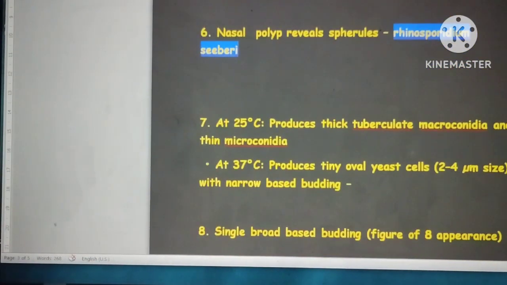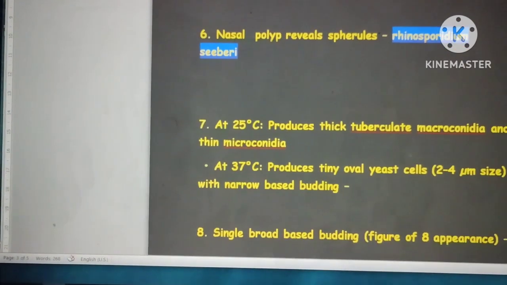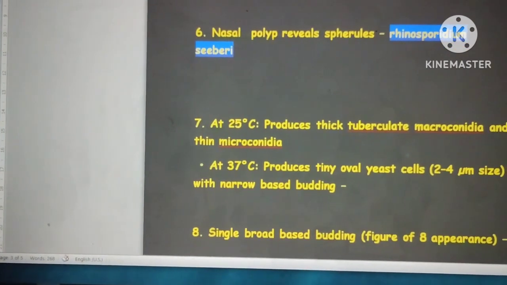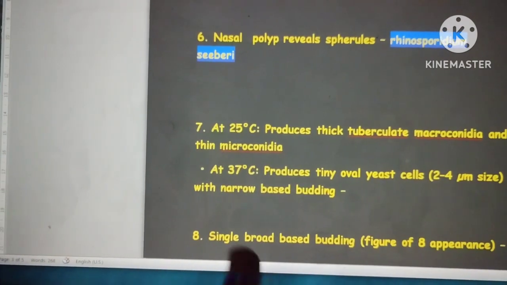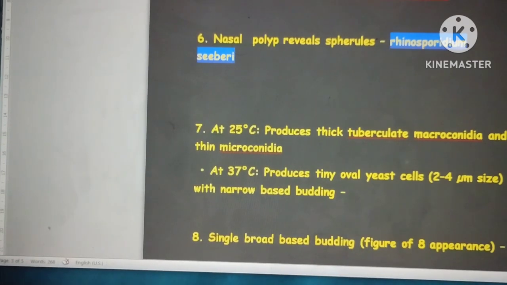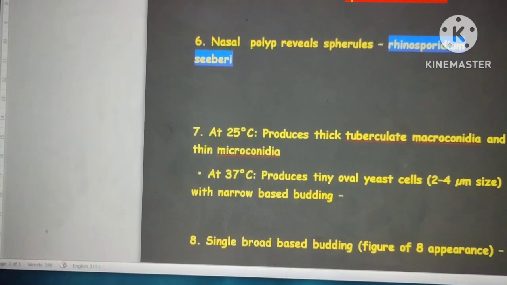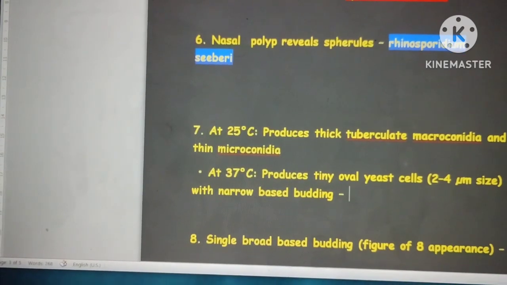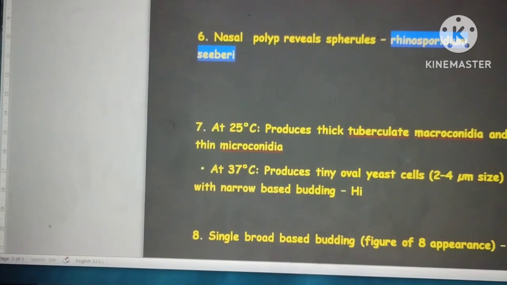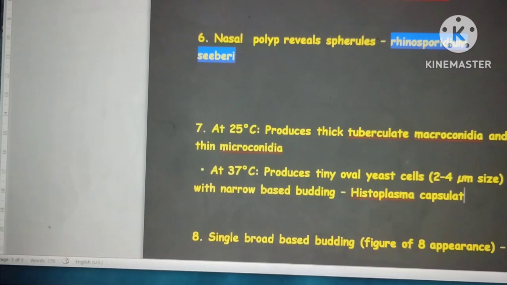so next question is, okay. So first here at 25 degrees Celsius it produces tuberculate macroconidia and thin microconidia, and at 37 it produces yeast cells. Okay, so always remember tuberculate macroconidia is specific for Histoplasma capsulatum. So no other species produces tuberculate macroconidia. So if you come across the word tuberculate macroconidia, you can mark it Histoplasma capsulatum.